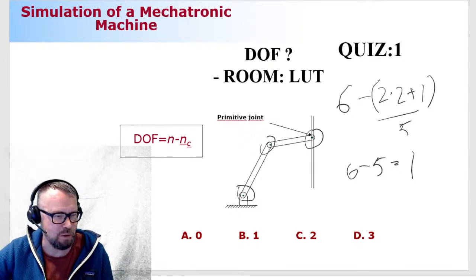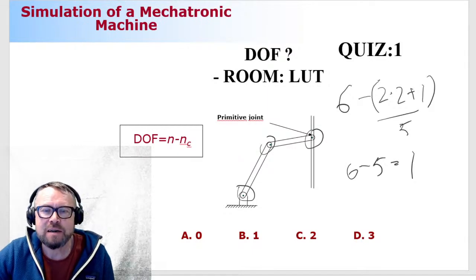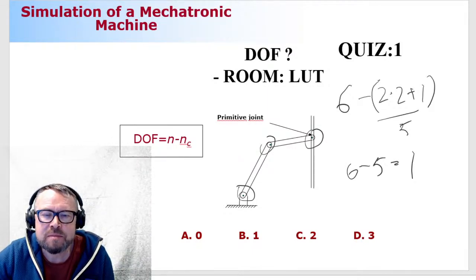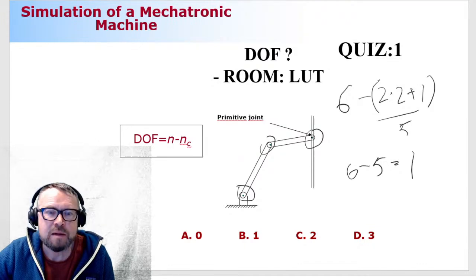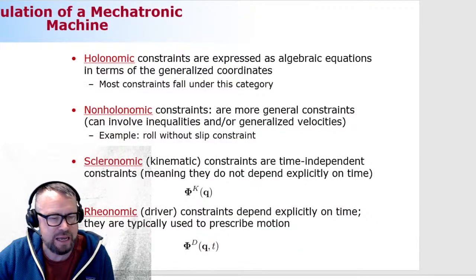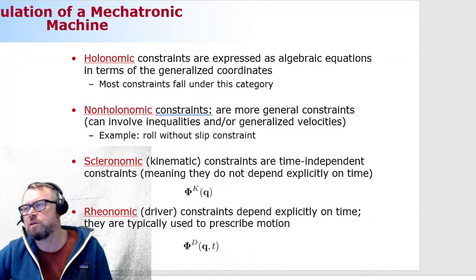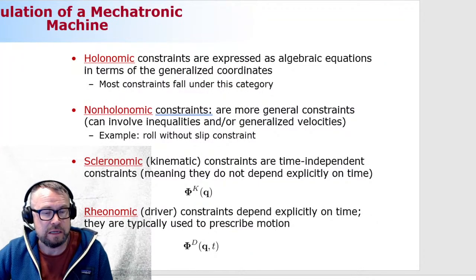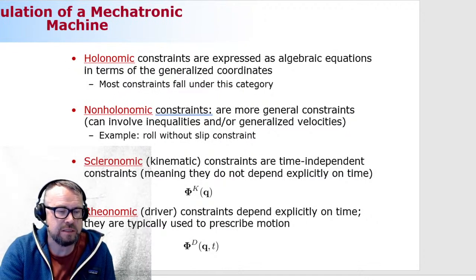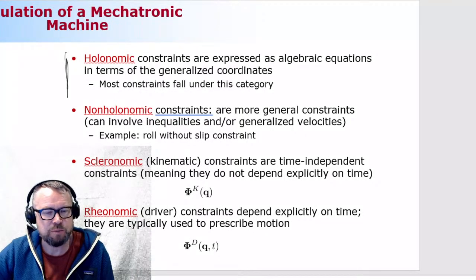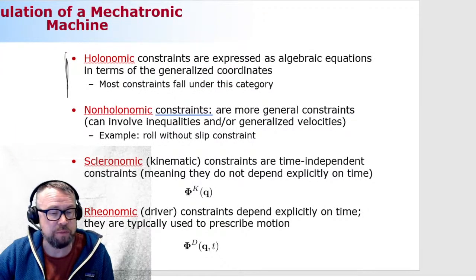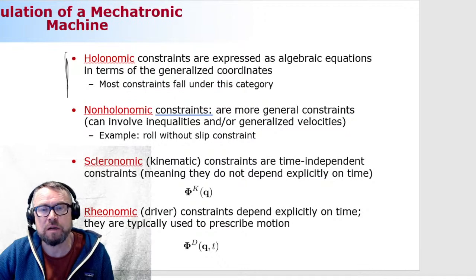Okay, then some boring parts. Some boring naming things. We have different names for different kinds of constraints. Holonomic constraint is the one that we most often use. So holonomic constraint is like a revolute joint. Most constraints fall under this category. They can be expressed as an algebraic equation in terms of generalized coordinates. Yeah, that's what we've been practicing. We will practice this more.